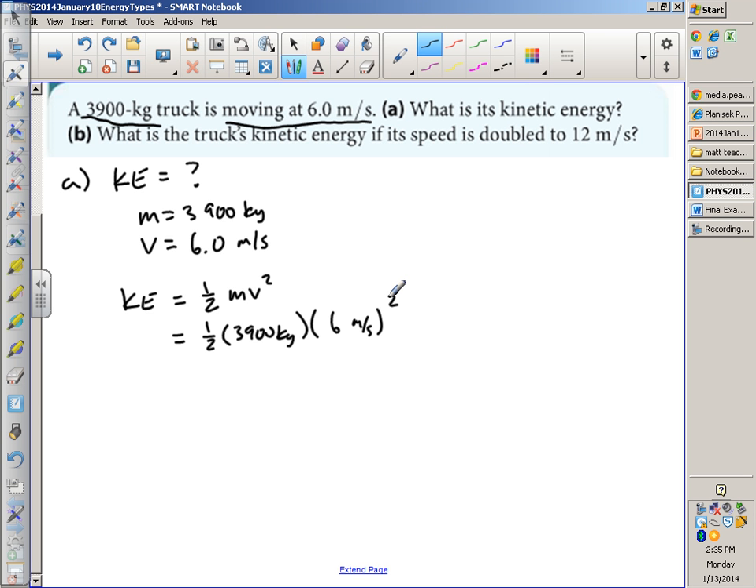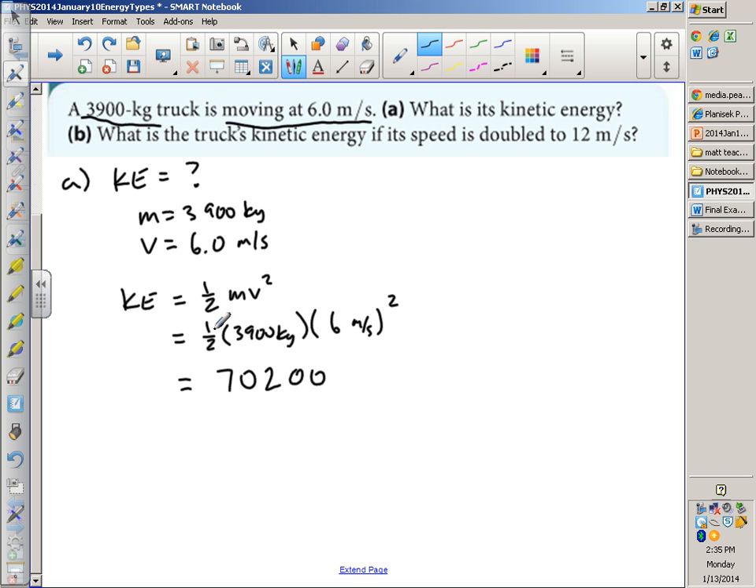The other way people get calculations with kinetic energy wrong is they forget to square the velocity. So make sure you do the 1/2. Make sure you square the velocity. Just the velocity. It's not the whole thing that's squared. It's just the velocity that's squared. So you plug that in, and if I remember correctly, you get this. Is that correct? 70,200? Good there? All right.